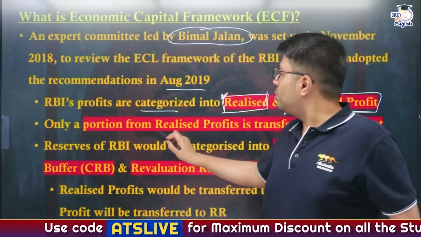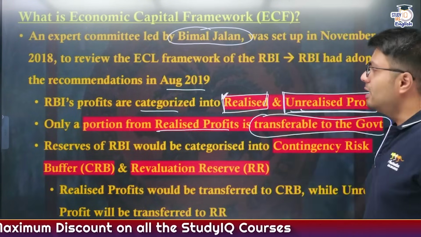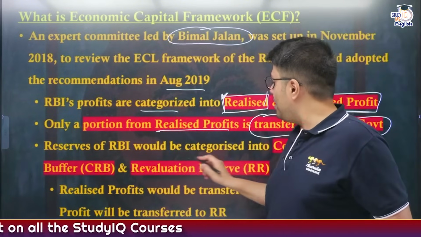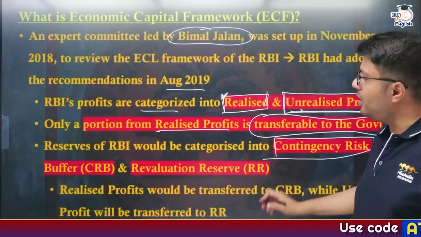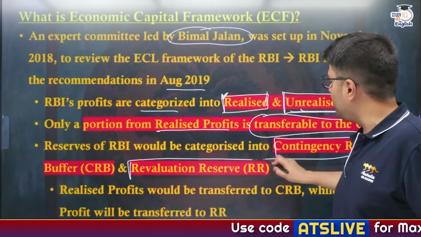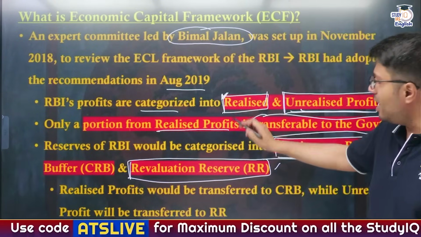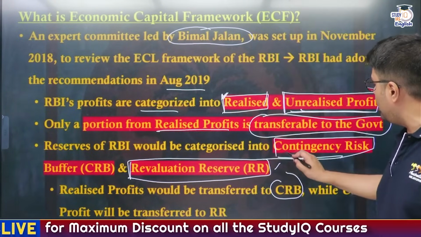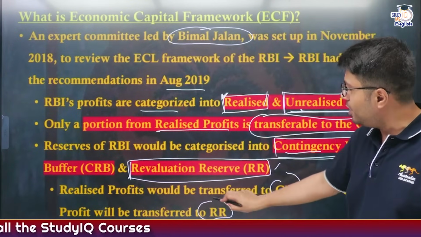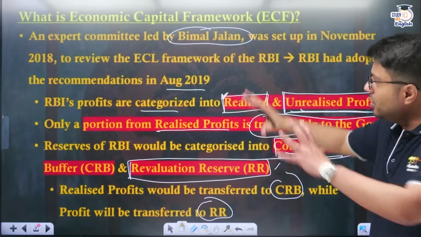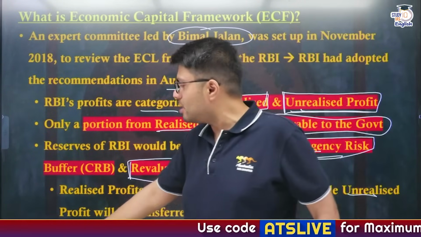And only a portion of realized profit will be transferred to the government, right? And reserves of RBI will be categorized into two different reserves. These will be called Contingency Risk Buffer and Revaluation Reserve. Now, how would money be added to these reserves? That is, realized profit will be transferred to Contingency Risk Buffer and unrealized profit will be added to Revaluation Reserve. So this was what was suggested by the Bimal Jalan committee. It gave many other suggestions. Let us look at this.